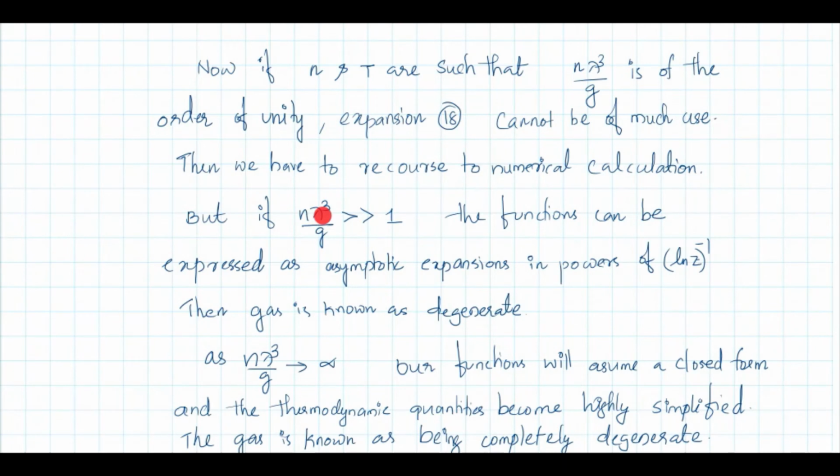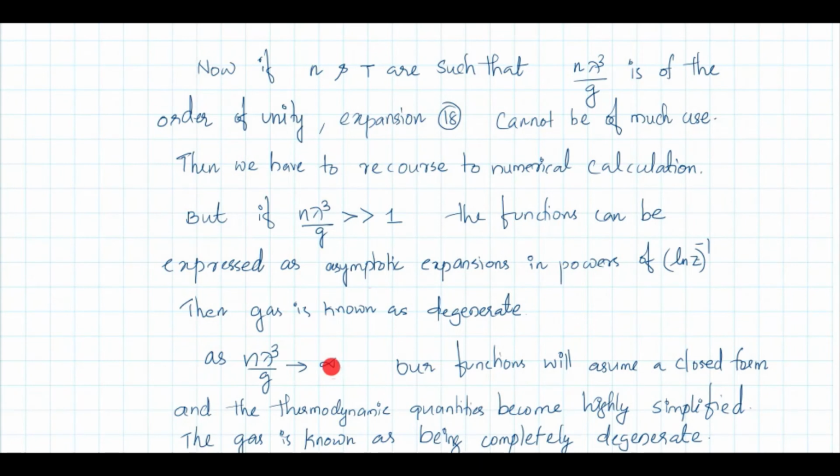But if nλ³/g is very much greater than 1, then the functions can be expressed as asymptotic expansions in powers of 1/log z. That we will discuss later, and that condition is known as a degenerate case. Now we are going to discuss the extreme case, that is nλ³/g tends to infinity.